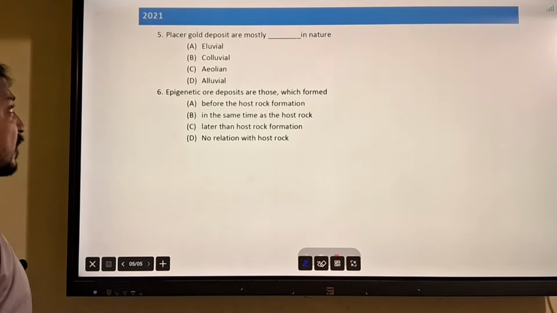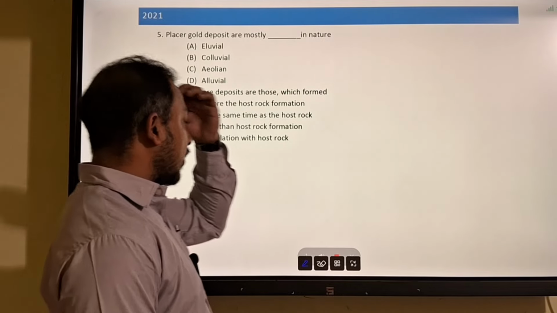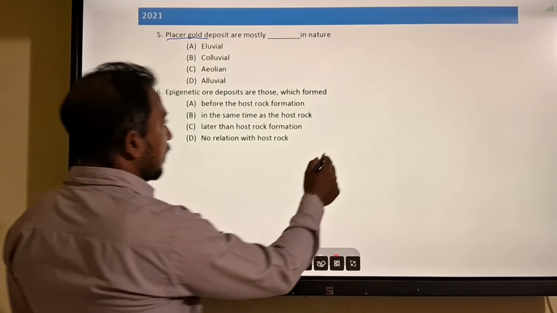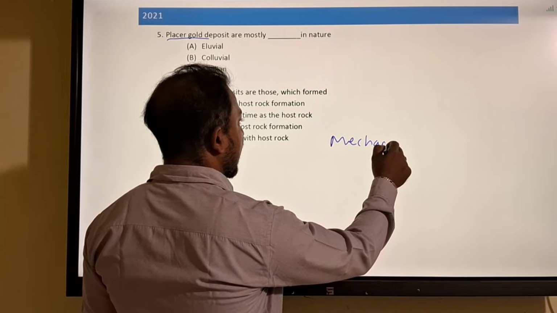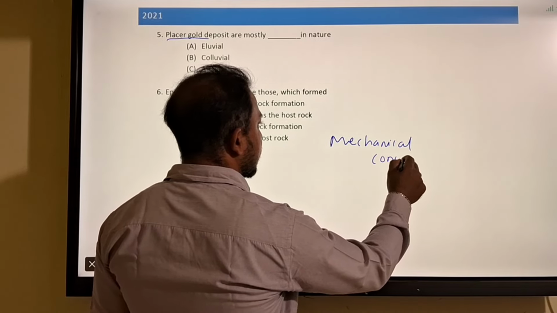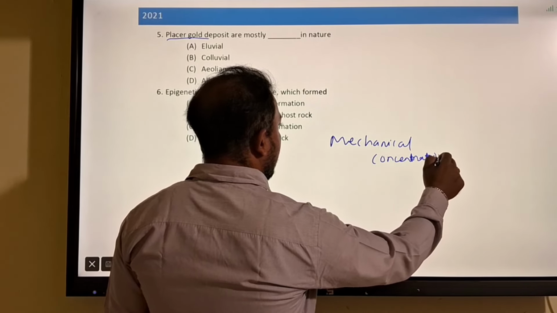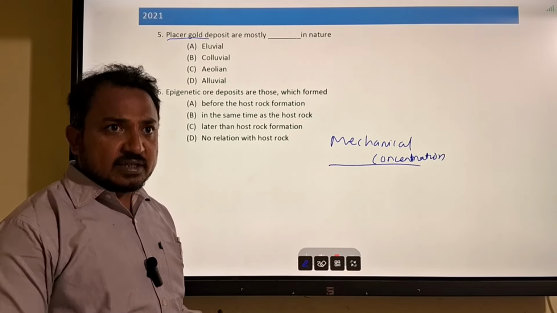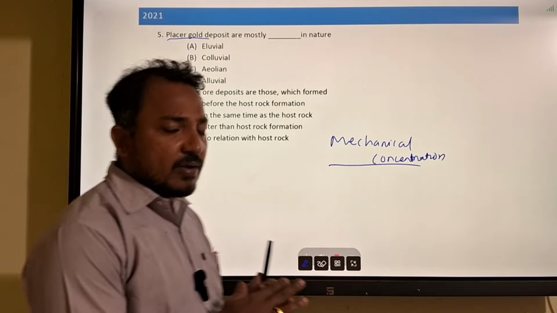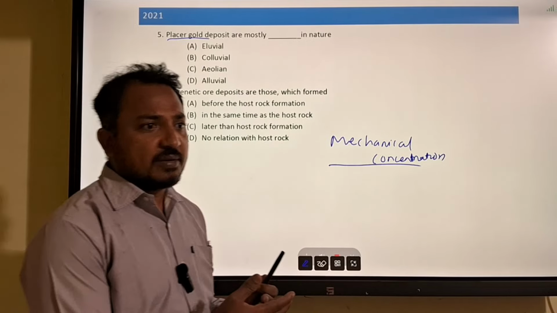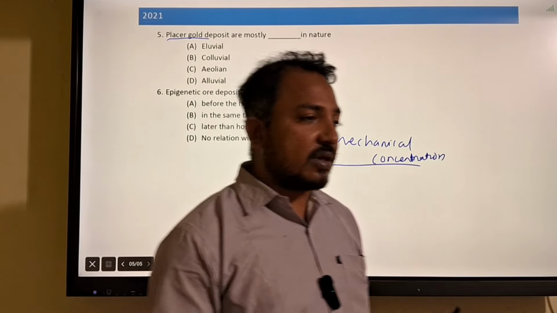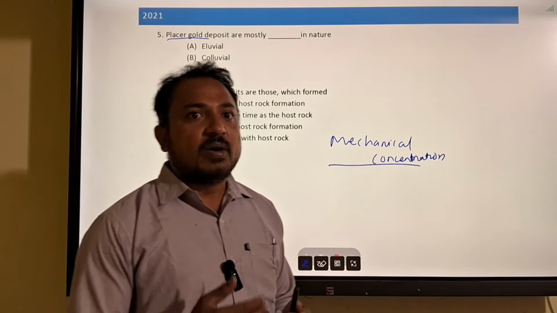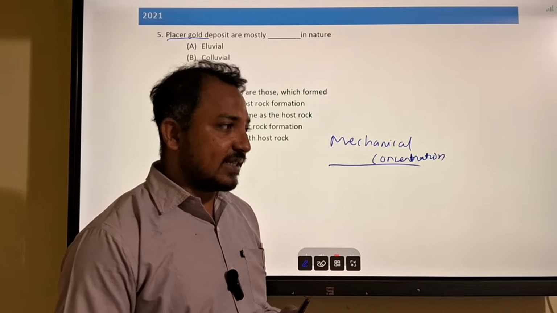So it is given, placer gold deposits are mostly occurring. So what is placer deposition? It is a mechanical concentration deposition. I will briefly explain what is mechanical concentration. Mechanical concentration is simply the separation of the heavier one from the lighter one. As we are talking about economic deposition, mostly the metals that get deposited have obviously high specific gravity or high density.